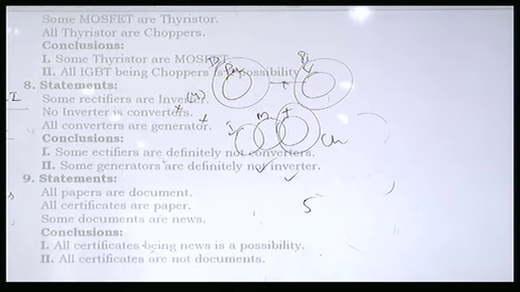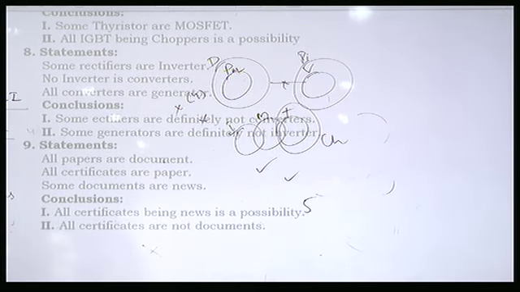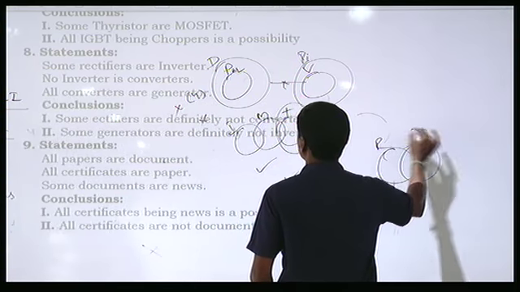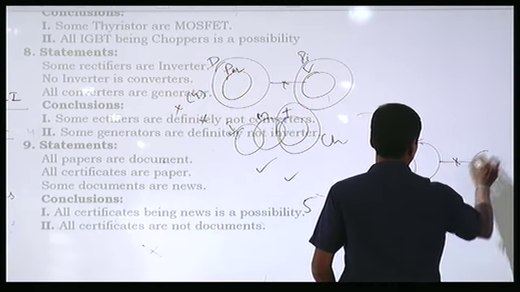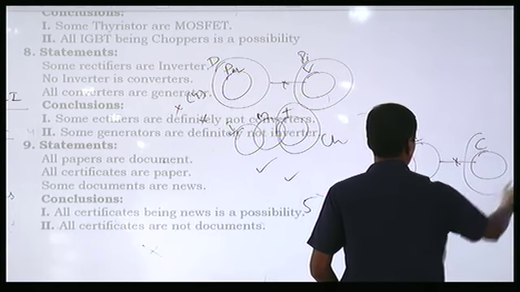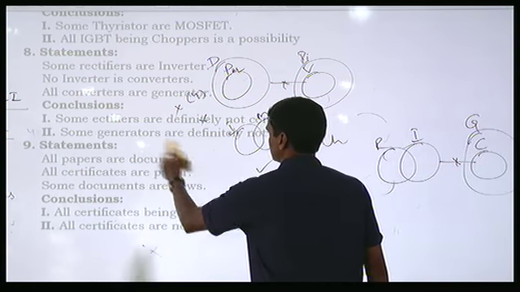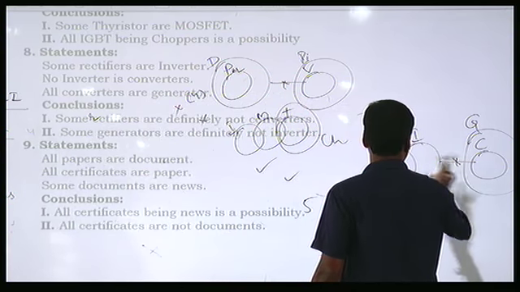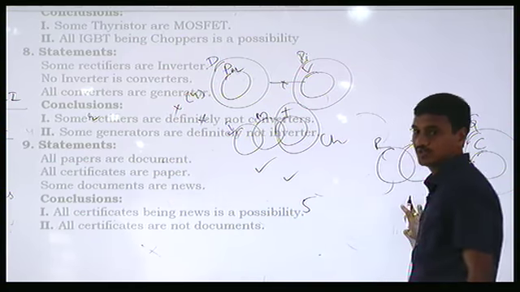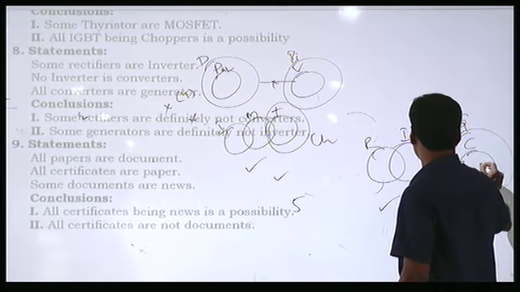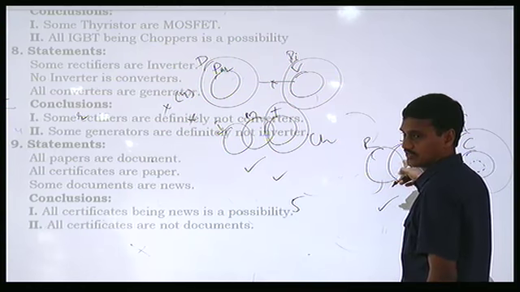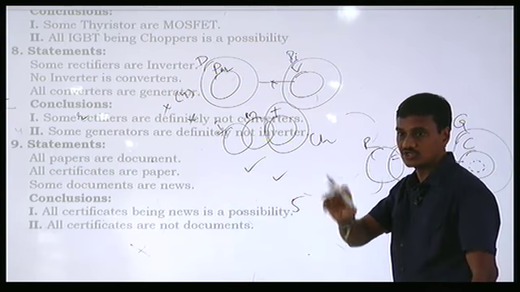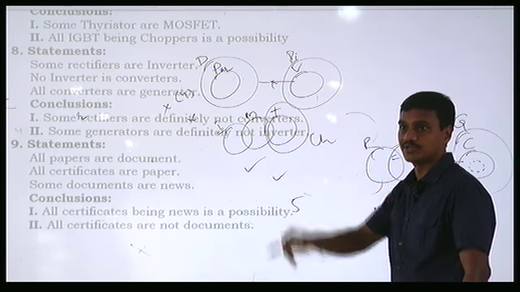9 and 10. Now in question numbers 8 and 9, what is the 8th one here? Some rectifiers are inverters. Next, no inverter is converter, and all converters are generators. Basic diagram. Then some rectifiers are not converters, isn't it? That means now I should prove all rectifiers are converters. All rectifiers are converters means rectifier must be here. If I draw my rectifier, some rectifiers are inverters will be false. Hence this will be true for us. This is how to check using this alternate diagram rather than drawing a separate one.